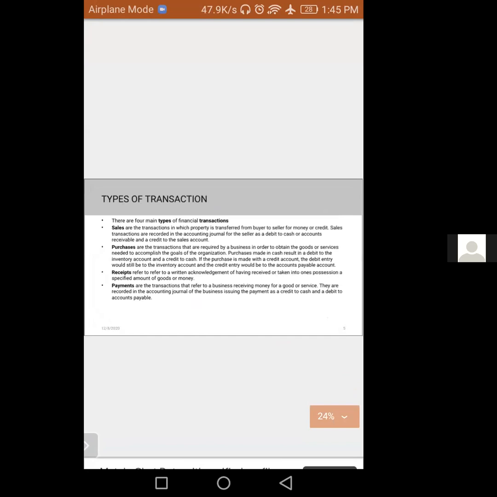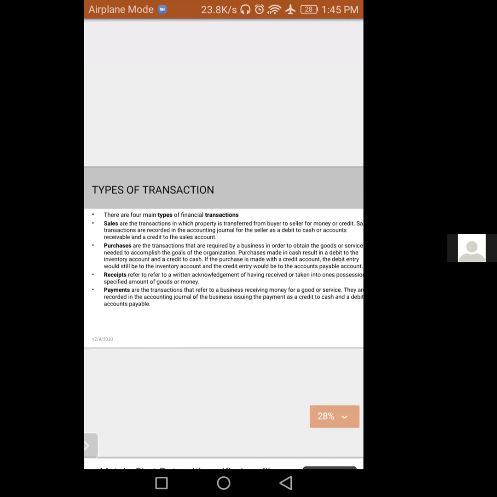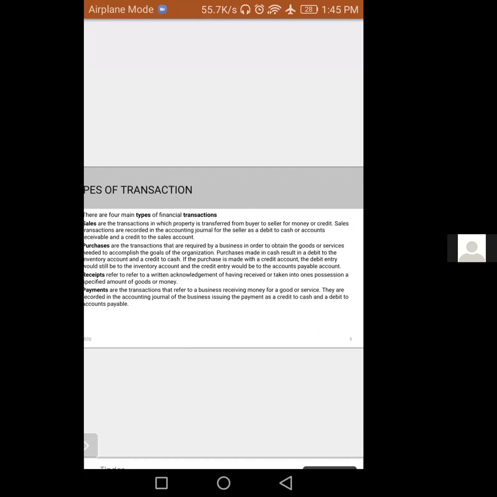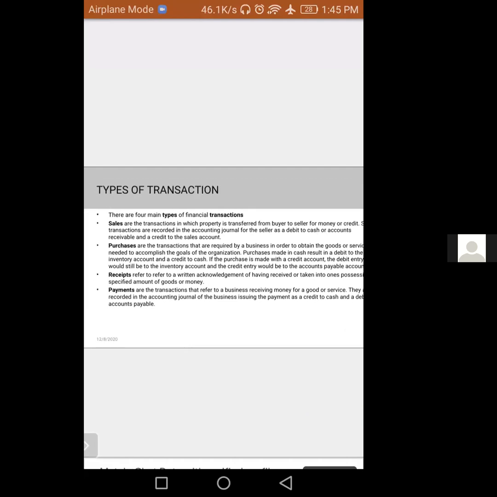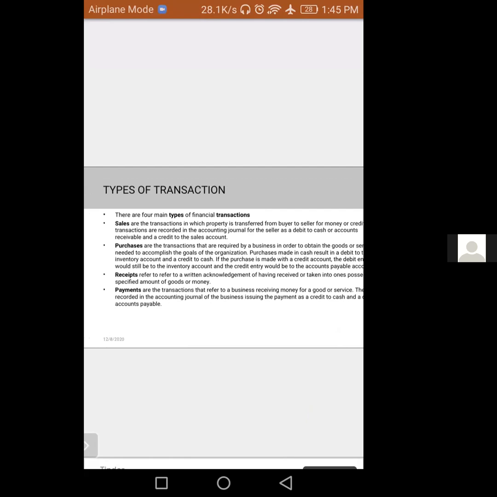And then we have the types of transactions. There are four main types of transactions: the sales, then the purchase, and receipts and payments. In this, sales are the transactions in which the property is transmitted from the seller to the buyer for money or credit, and the purchases are the transactions that are requested by a business in order to obtain the goods and services needed to accomplish the goals of the organization. And third one is receipt.